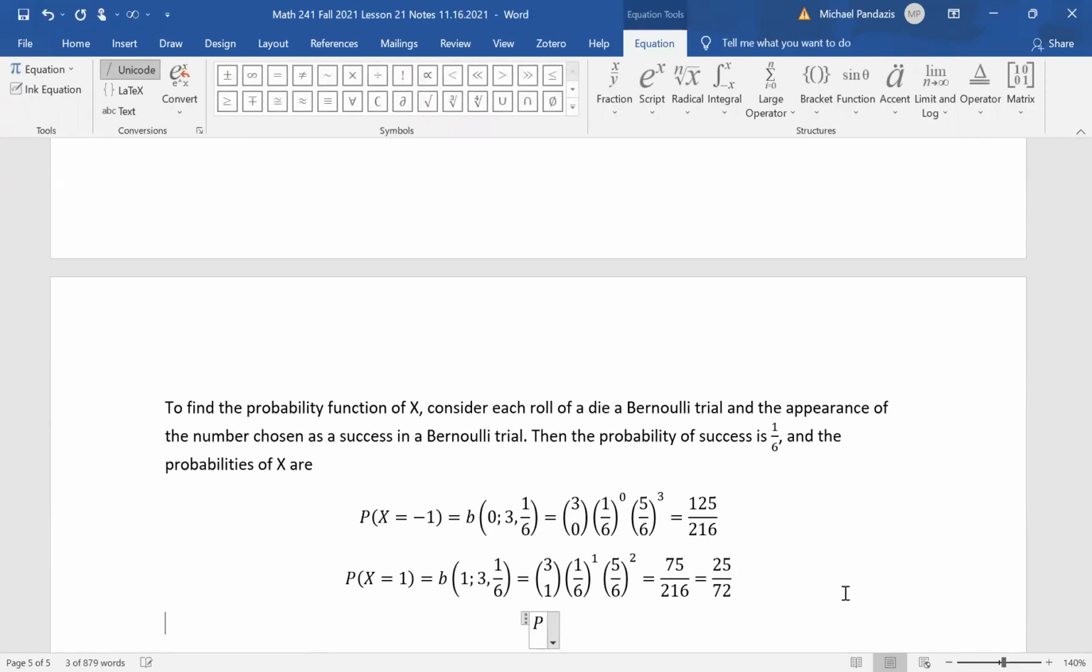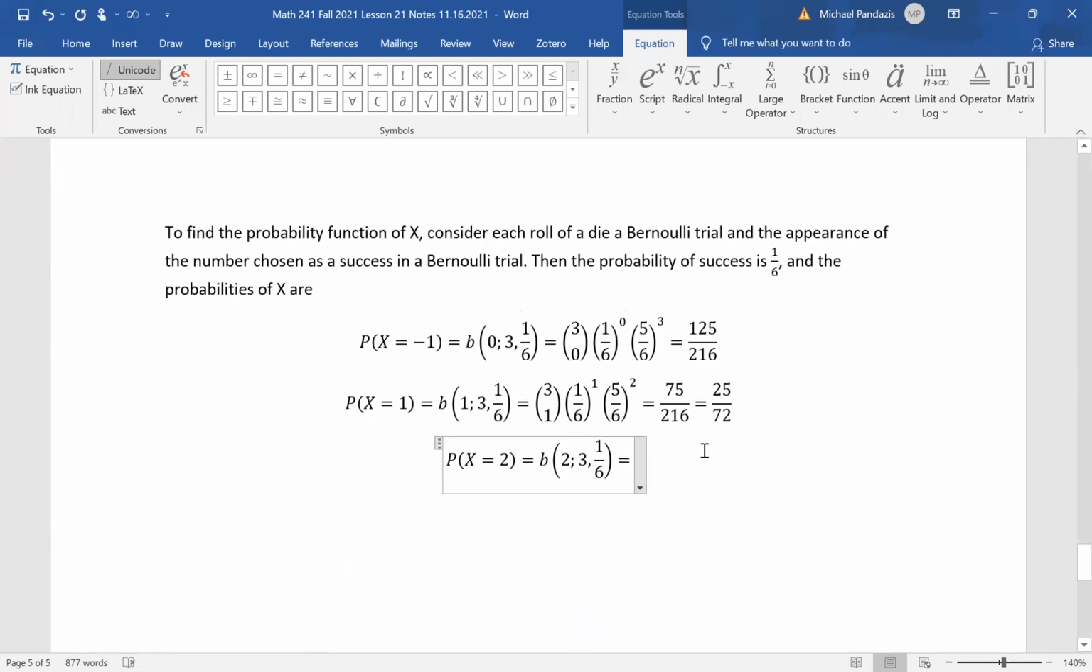So now the probability that x is equal to 2 is the probability that in 3 rolls of a die, you get the number you chose twice. That means that you have 2 successes in 3 Bernoulli trials where the probability of success is 1/6. Okay, net gain of 2 is when the number you chose appears twice. Because if it appears twice, you make $3. You paid $1 to play the game, so it's a net gain of 2.